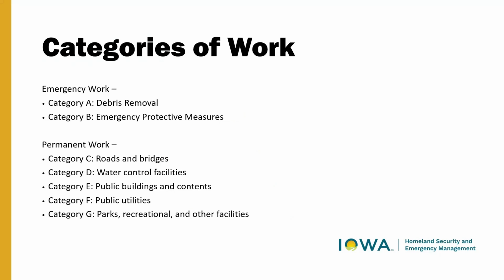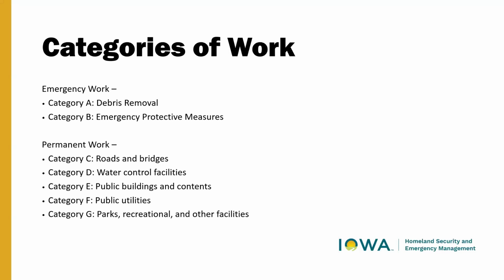Eligible damages must be a result of the declared incident located within the designated disaster area and the legal responsibility of the applicant. Emergency work must be completed within 6 months from the declaration date, and permanent work must be completed within 18 months of the declaration date. If projects need additional time, applicants can submit an extension request in writing to our office.